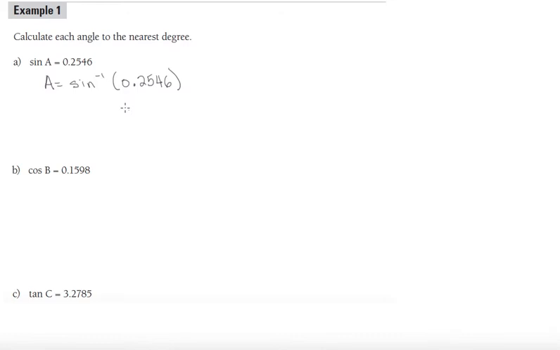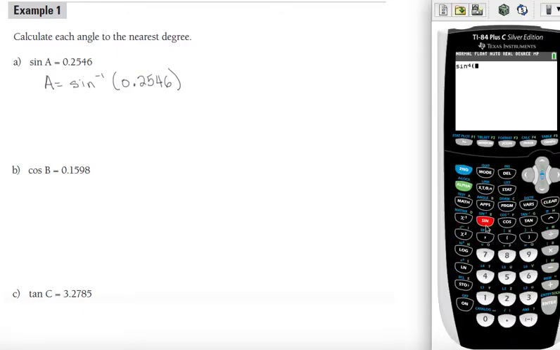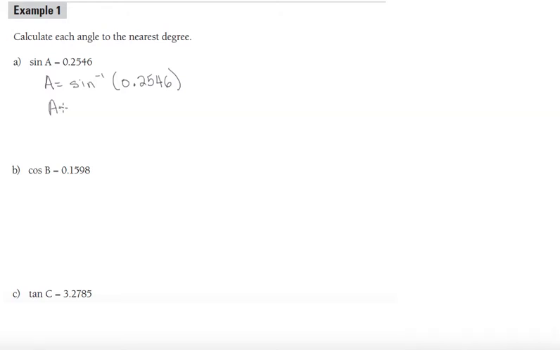0.2546. An inverse function just means an undoing of our sine function. So if you're looking for an angle, you're always going to use the inverse function. Let's put that into our calculator. Sine inverse of 0.2546 is equal to, and I get 14.749, etc. degrees. We want the nearest whole degree, so 14.7, that 7 tells us to bump that up to 15. So A is equal to 15 degrees.